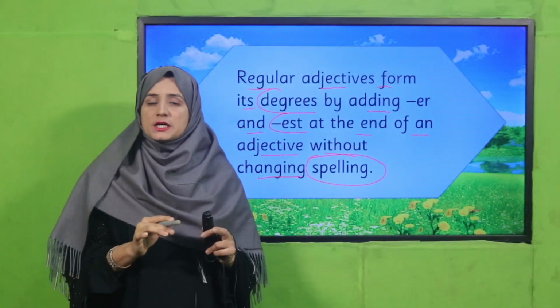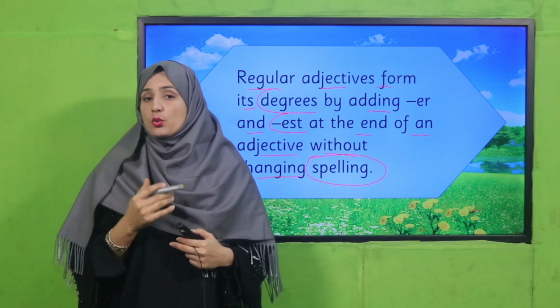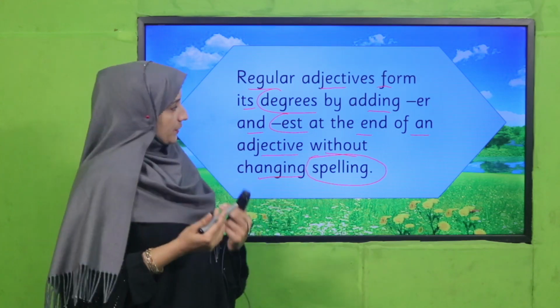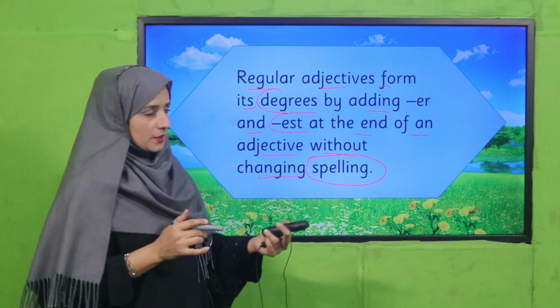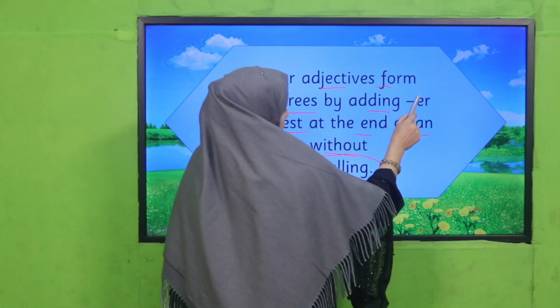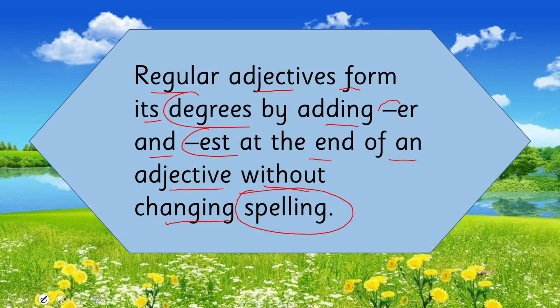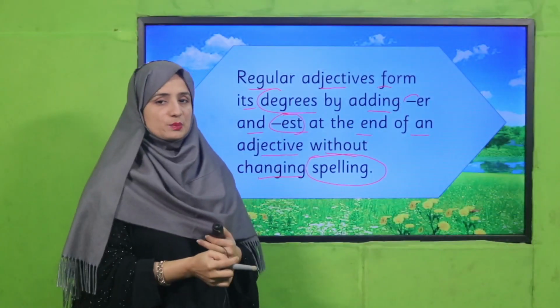Two types of adjectives are there, regular and irregular. So what are regular adjectives? Regular adjectives form their next degrees. We get the degrees by adding er and est at the end of an adjective without changing its spelling.